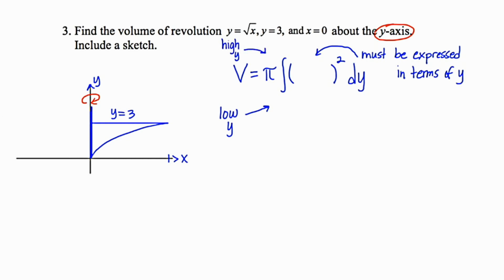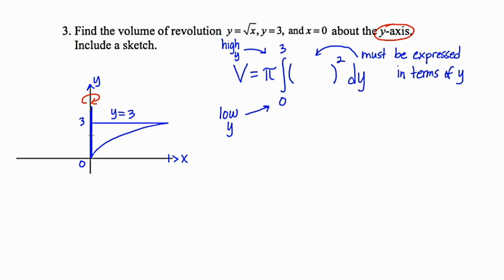So this is the function, and we know that the function starts at the origin, so this point over here is going to be 0. And we also know, because of the line y equals 3, that our high y is going to be 3. So we now know that this is going to be 0, and this is going to be 3. Now we need to figure out the radius. So I'm going to take my red pen out, and I'm going to place it on the axis of revolution, which is this time the y-axis.